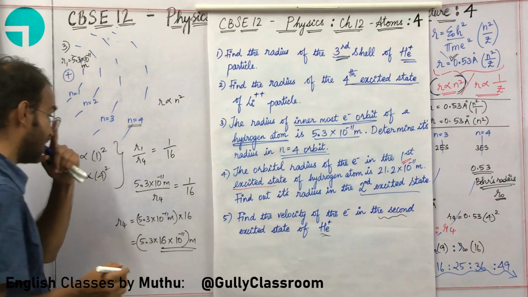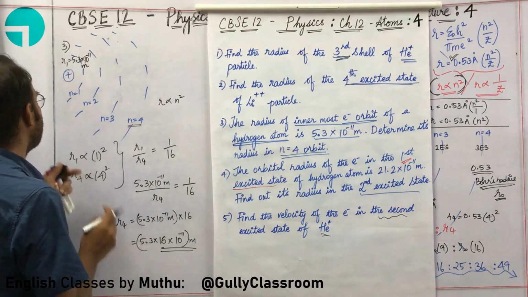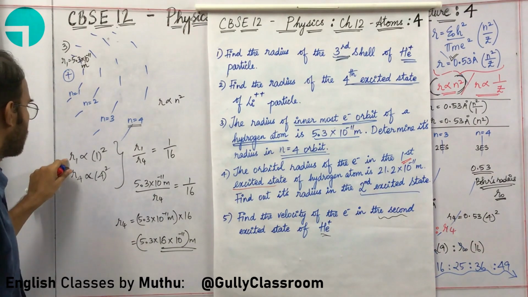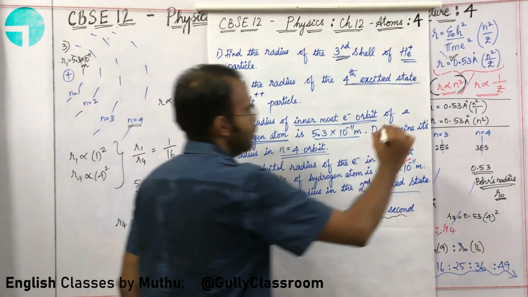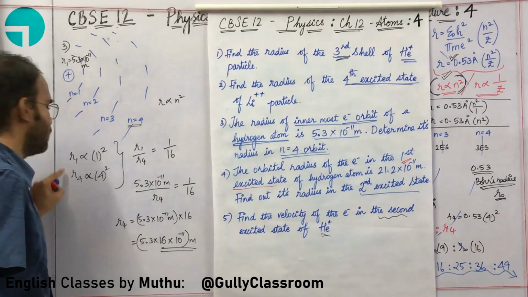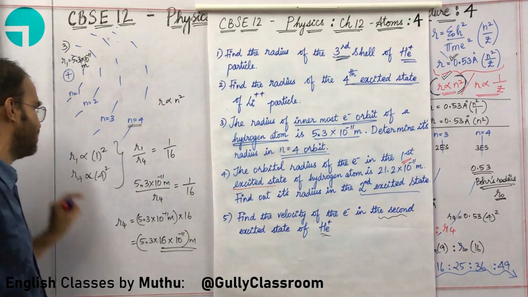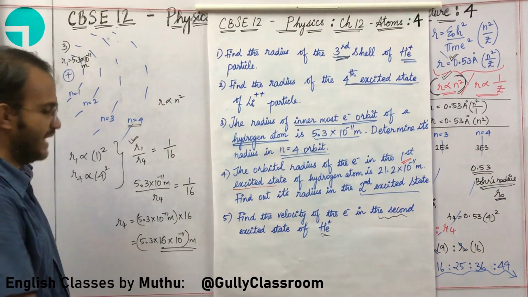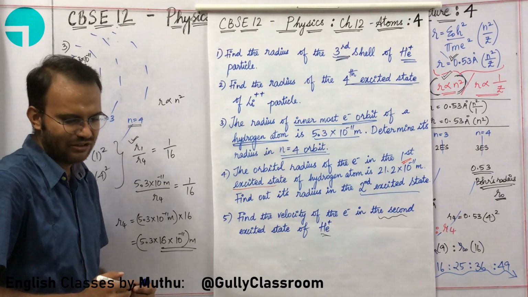Are you comfortable with how I did the problem? While comparing the radius of two orbitals, you simply use the proportionality idea and divide both of the equations, get a relation, and use that relation to derive the answer.